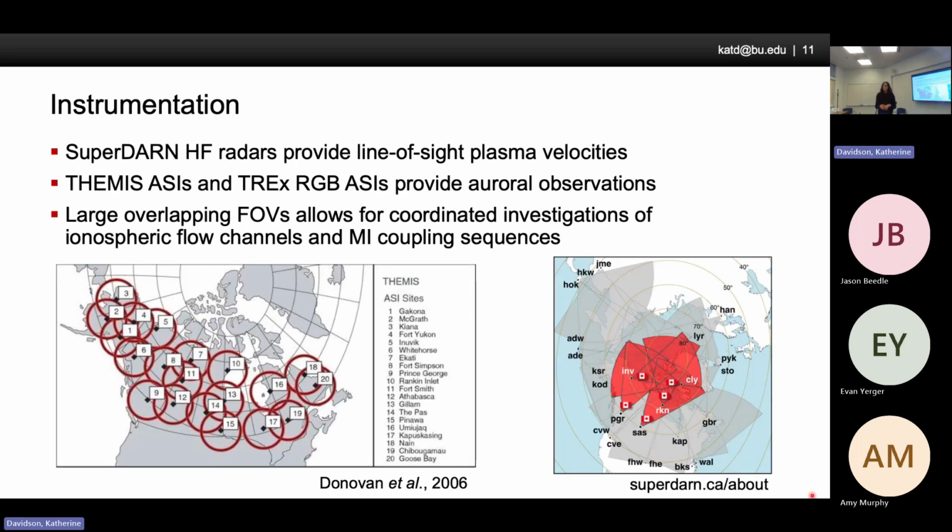So in order to do that, we're going to be using SuperDARM high frequency radars. These provide line of sight plasma velocities. And we're also going to be using THEMIS all-sky imagers and TREx all-sky imagers to provide auroral observations. These are just cameras that observe the aurora, so they're very simple data sets to use. And both of these data sets have a very large overlapping field of view over northern Canada and Alaska. And this allows for coordinated investigations of both the auroral phenomenon, such as substorms and PBIs, and the high resolution flows.